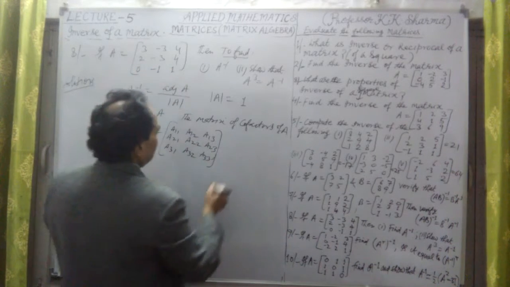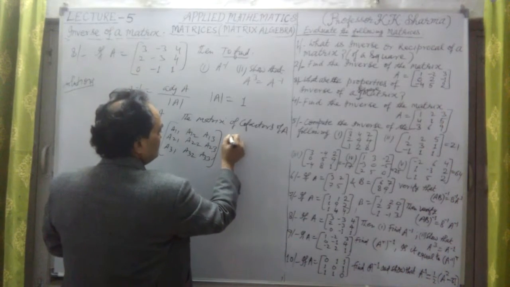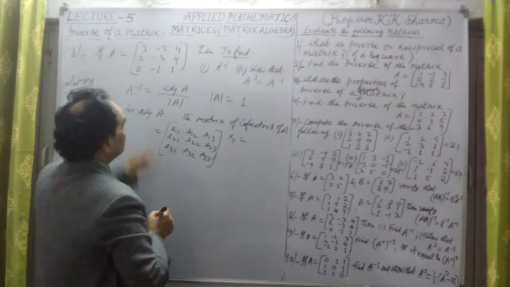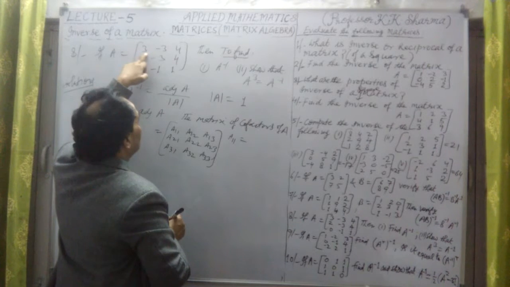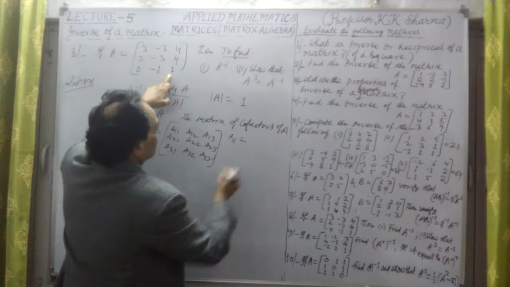What is the cofactor of 3 here? A11. So let me find out A11. That is the cofactor of 3, the first element. What is the cofactor of 3, the first element? It is minus 3.